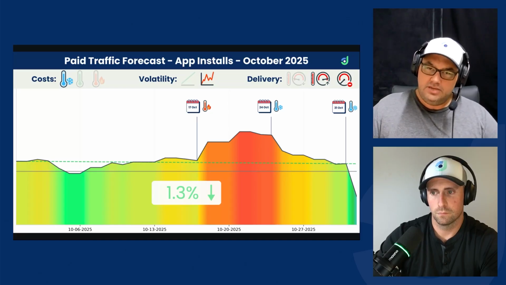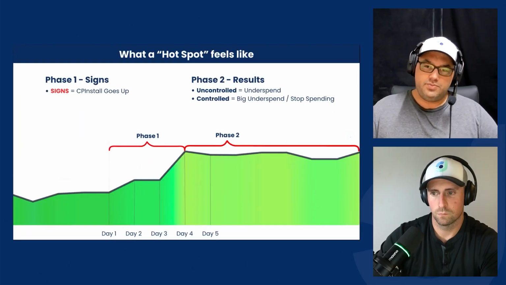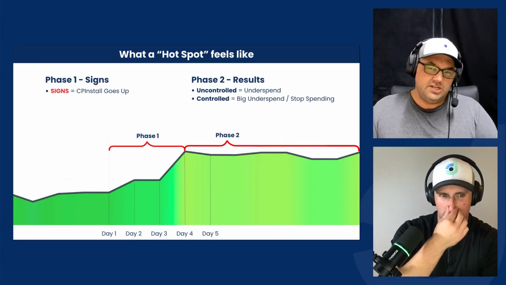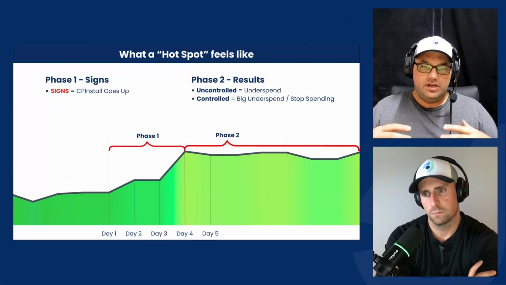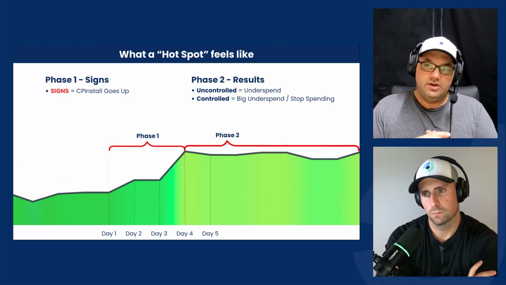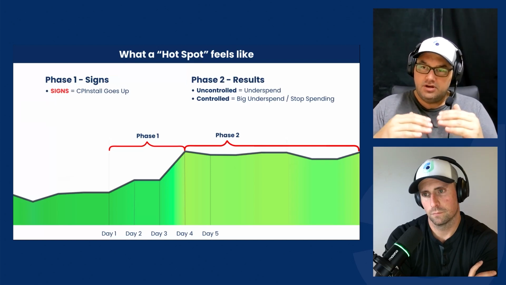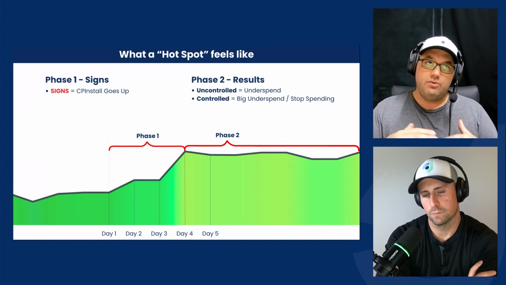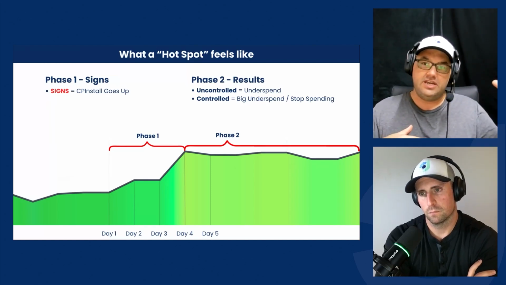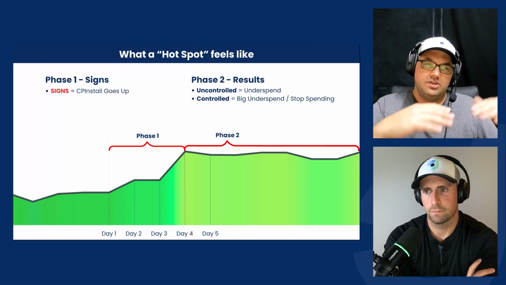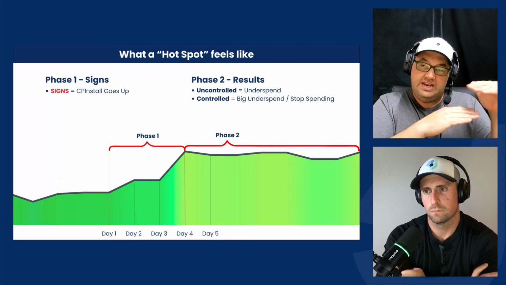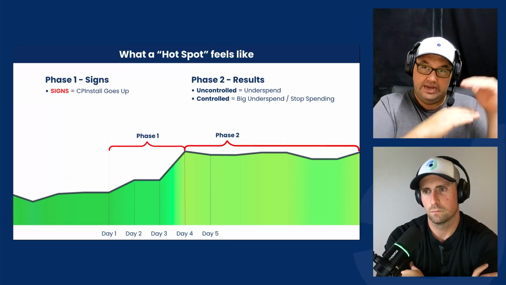Let's take a deeper dive and look at what a hotspot feels like. Essentially, that's going to mean there's a cost increase. You're going to feel like your cost per install is going up, and you're going to start having some underspend. And what that would mean is if you're spending $100 a day on a campaign, you're going to spend $60 a day. So the percentage of your daily budget is going to start getting less.